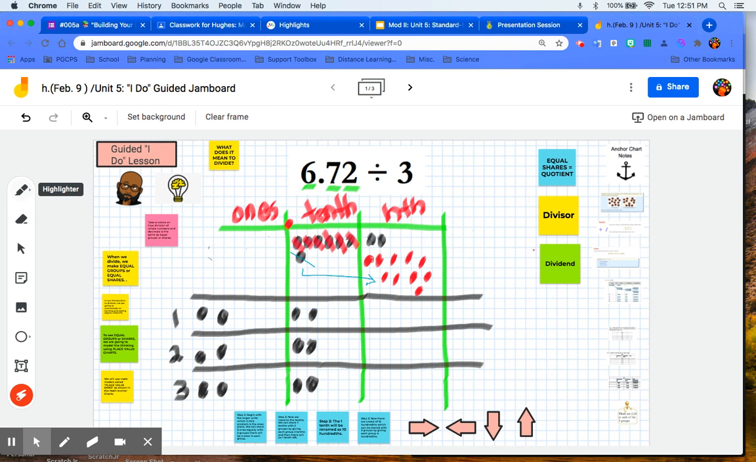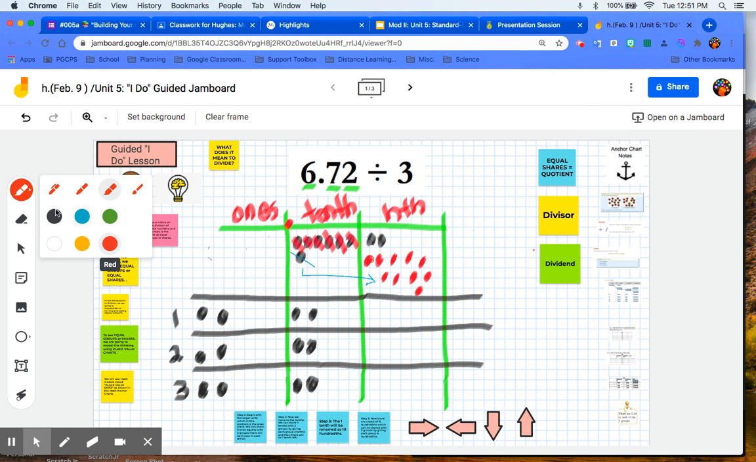And then I start sharing again. One for you. One for you. One for you. One for you. Notice what I'm doing. I'm giving equal shares.